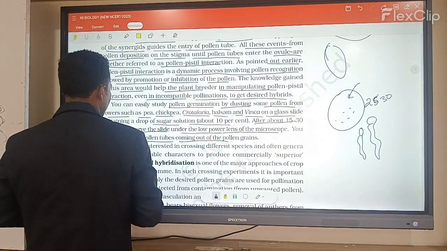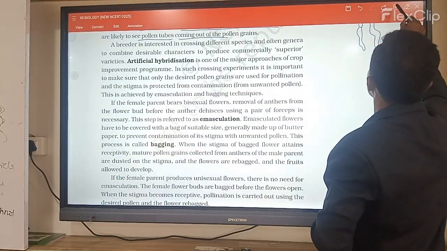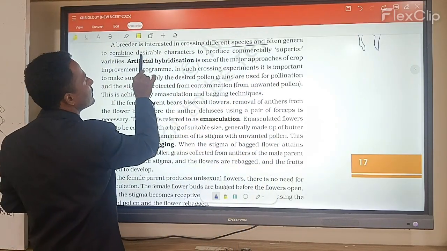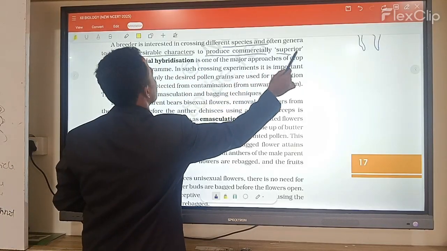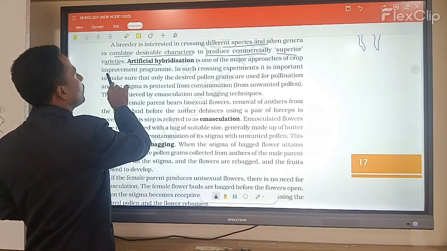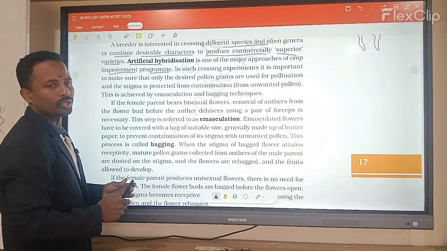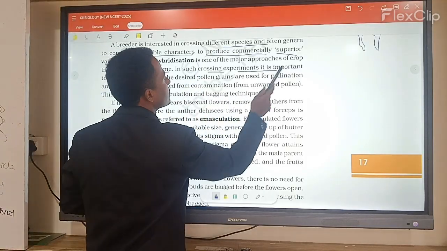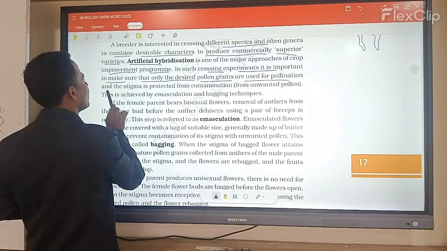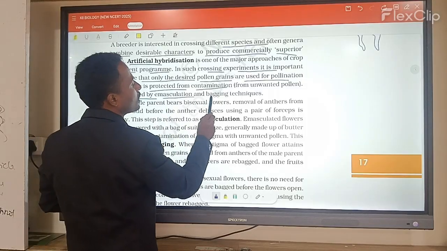Next, breeders are interested in crossing different species and genera to combine desirable characters and produce superior varieties. Artificial hybridization is a major approach of crop improvement programs, so that different characters can be developed. In such crossing experiments, it is important to make sure that only desirable pollen grains are used for pollination of the stigma, to protect it from contamination. This is achieved by emasculation and bagging techniques.